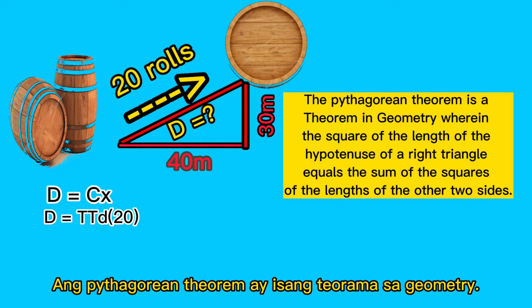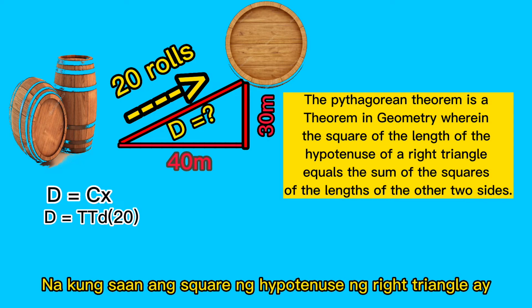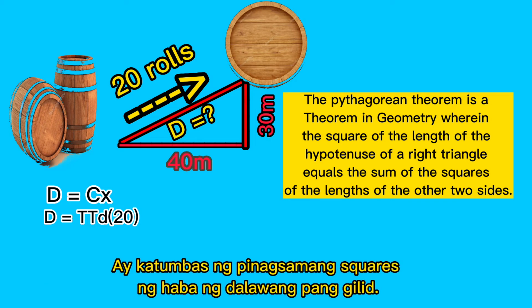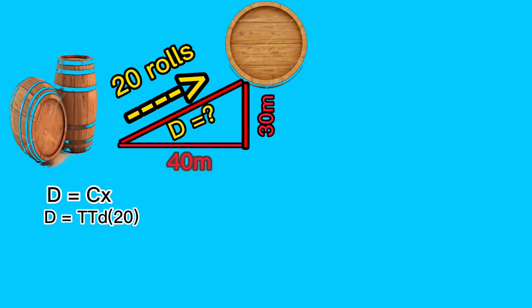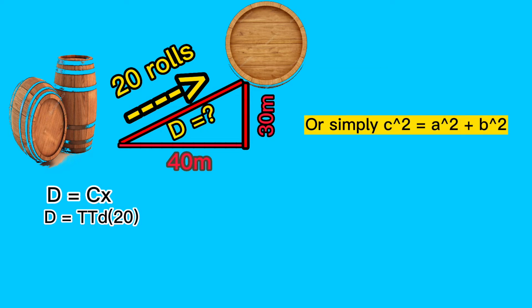The Pythagorean theorem is a theorem in geometry wherein the square of the length of the hypotenuse of a right triangle equals the sum of the squares of the lengths of the other two sides. And the formula for the Pythagorean theorem is: hypotenuse c squared equals opposite a squared plus base b squared, or simply c squared equals a squared plus b squared.